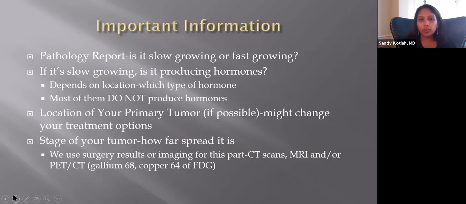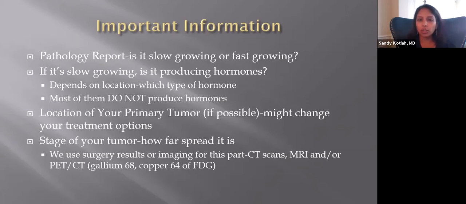So what's important for you to know, your pathology report is a good starting point for us, although it's not the end-all be-all. We look at different information on the pathology report to start to guide your treatment. If you have a slow-growing tumor, we usually ask ourselves, is this tumor producing hormones? Are you having symptoms from that hormone production? Do we have to do something about that right away, which we usually do?